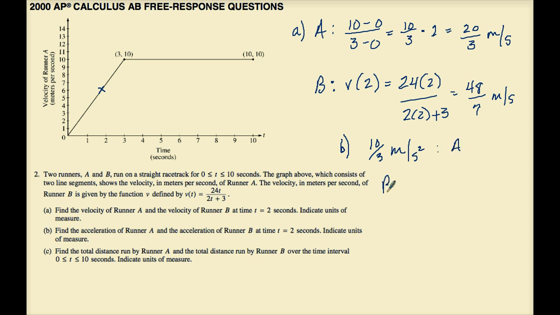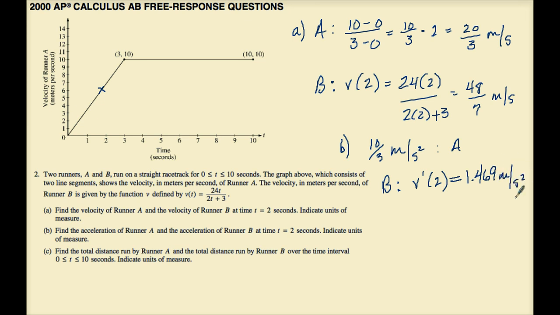The acceleration of runner B will be found by finding v prime of 2. Since this is on the calculator allowed section of the exam, you can use the n-derivative function of your calculator to find this derivative. At time t equals 2, runner B was accelerating at 1.469 meters per second squared.